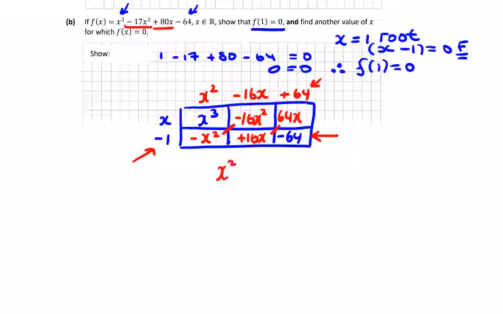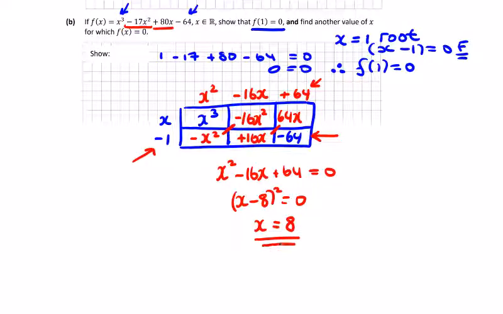So if we solve this quadratic, we'll get the other solution or solutions. This looks like a perfect square. Looks like x minus 8 to be squared. So the other solution to this cubic, which is a double root, x is equal to 8.